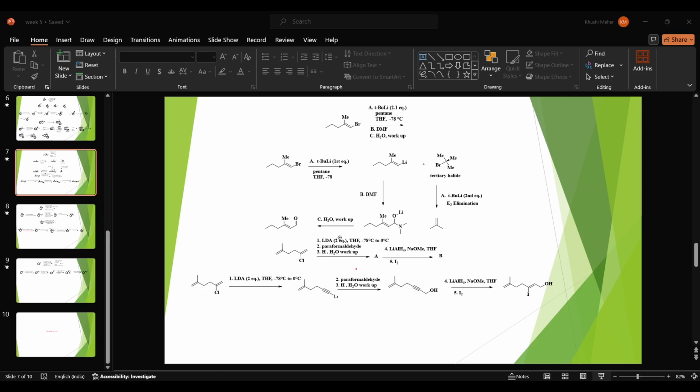That methanol group will be removed. That will not be methanol. This O minus group will be removed, and after adding a proton, you will get acetic acid, CH3, sorry, CH3COOH.